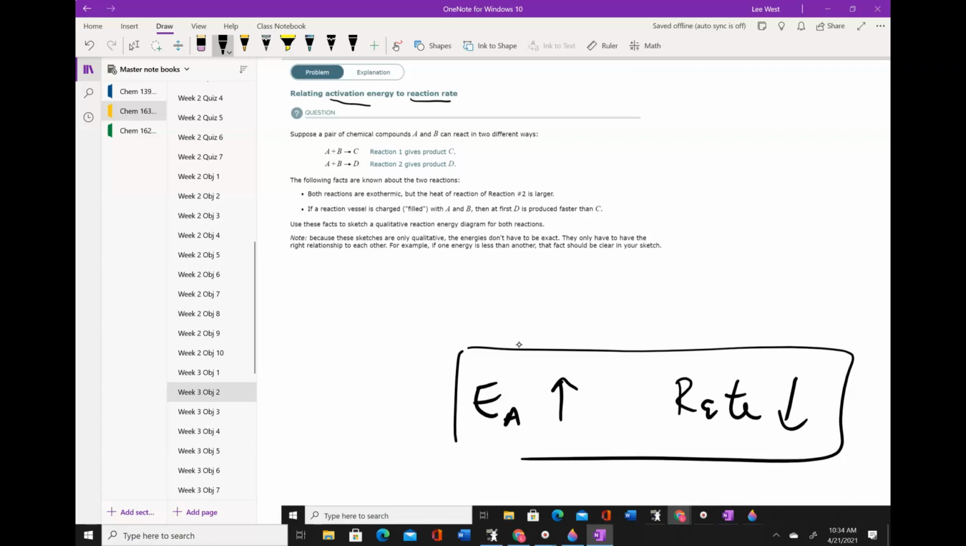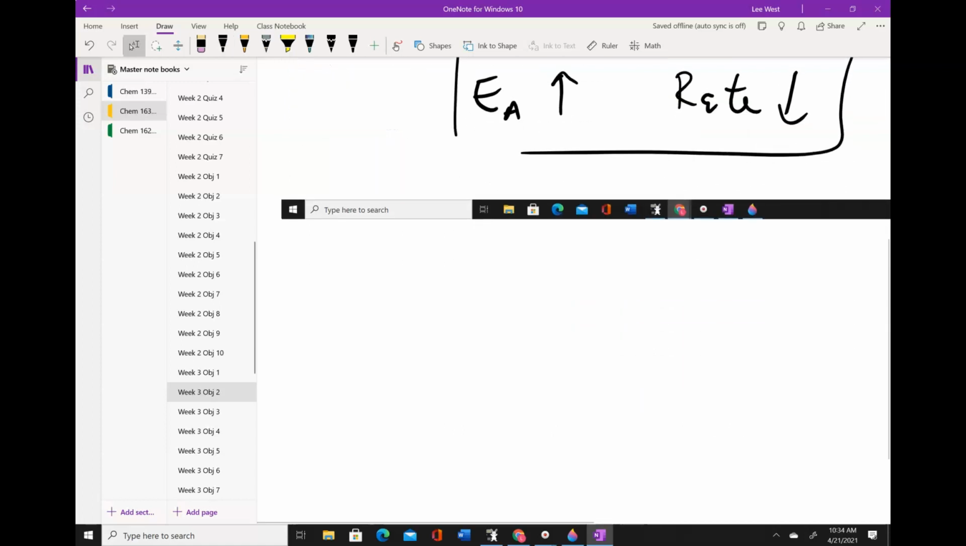So if you mix sugar and oxygen together at room temperature, nothing much happens. If you mix sugar and oxygen together at a very high temperature, then they're going to turn into carbon dioxide and water. So both reactions are exothermic, but the heat of reaction number 2 is larger. So let's think about this.